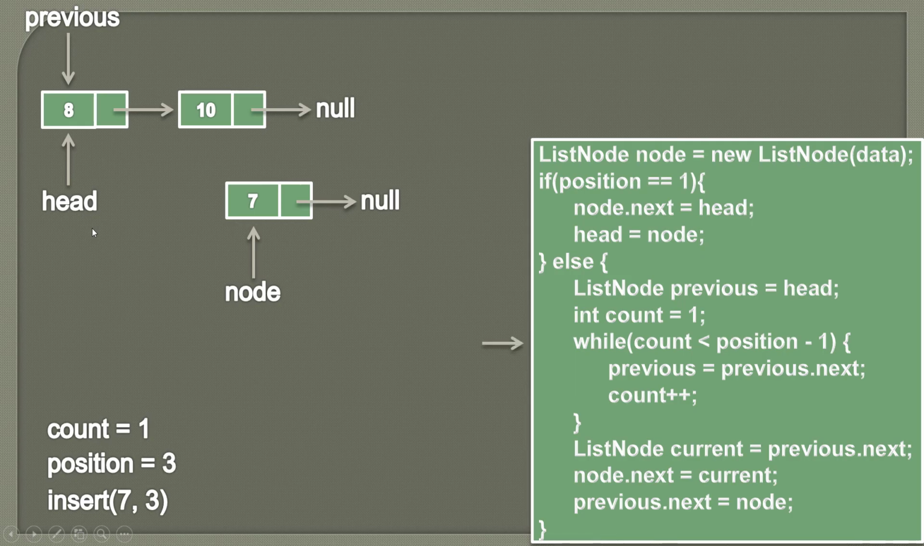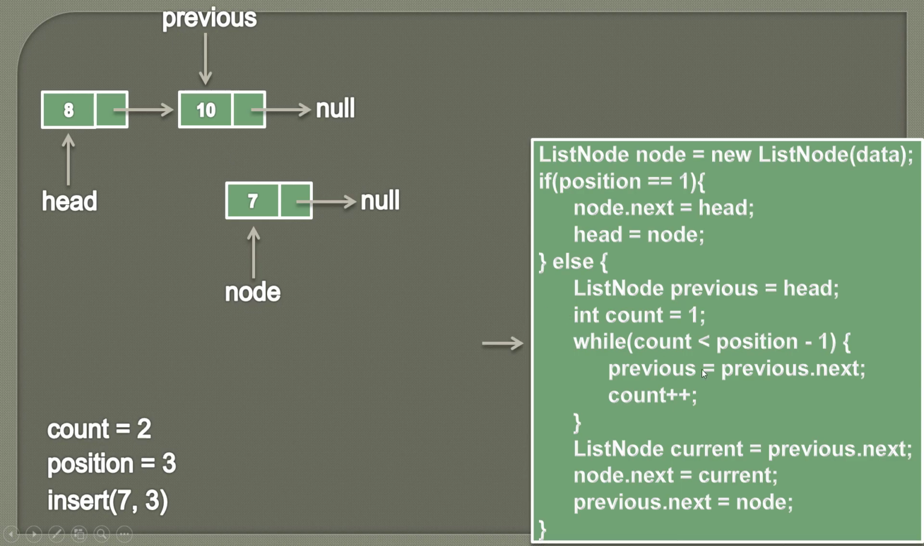In the while loop, we provide the condition as count should be less than position minus 1. Position minus 1 is 2 and as count value is 1, therefore the condition in while loop will come out to be true. In the first step, we'll simply traverse previous to its next node by assigning previous next value to previous. So it would look something like this. We'll increment count, so count becomes 2.